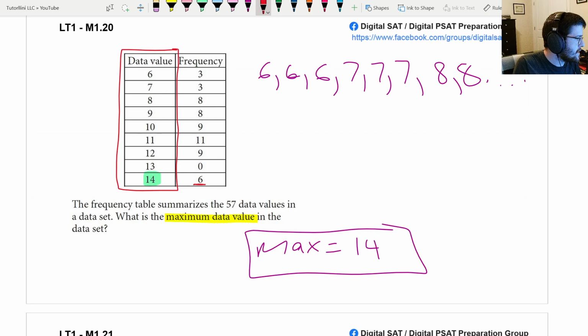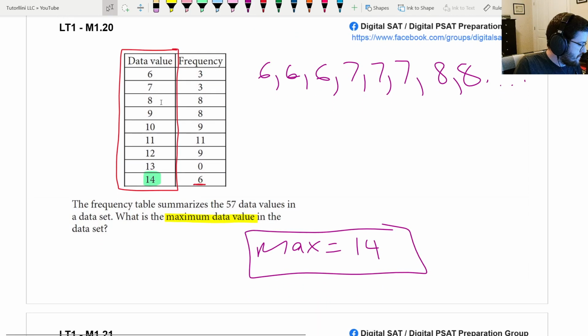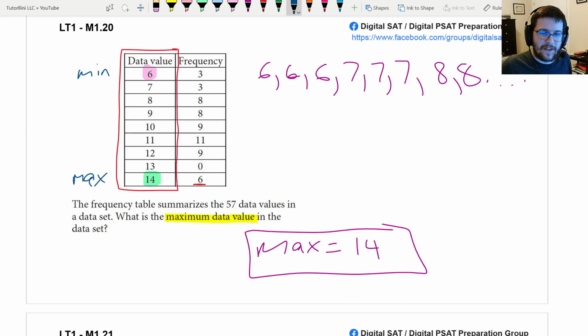Okay, let me check. Gonna pause the recording 1 second. Okay, yeah, there was just one missing from the answer key. 14 is right. I'll fix it later. And if you wanted to know, the min is the smallest data value as long as it doesn't say 0 as the frequency, right? So the smallest data value is 6.